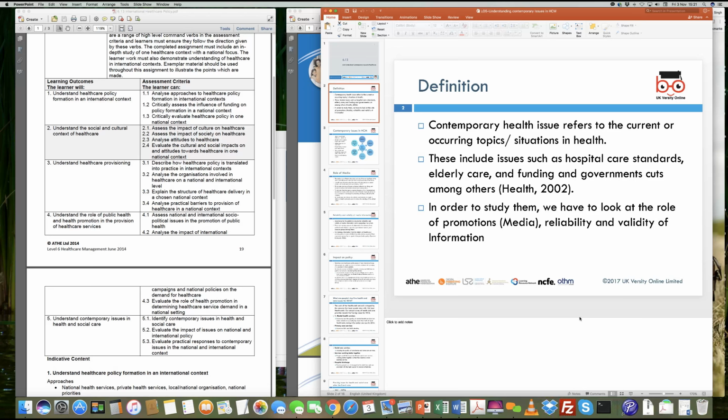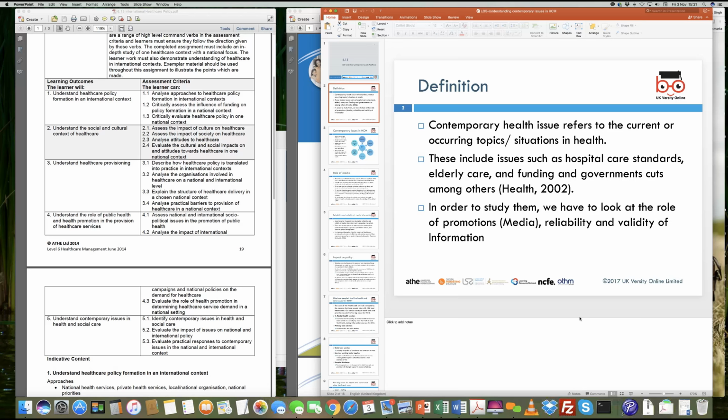Is that okay? Now, these issues include issues which we face in hospital care standards. It could be elderly care, people who are living in care homes. If they have issues in terms of standards that we are not able to provide, for example clean beds, linen, three meals, or some sort of facilities which are required in elderly care homes, then those would be classified as contemporary issues.